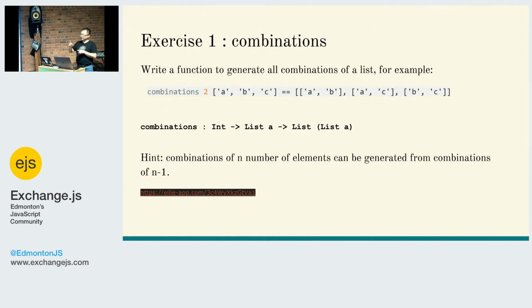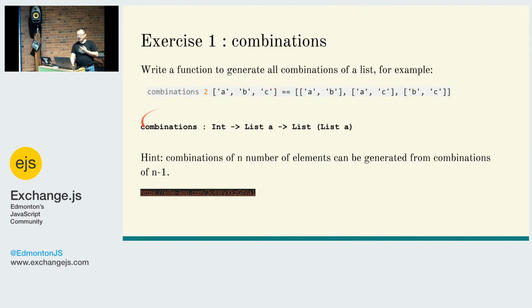So for example, combination 2 with the list ABC should give a list of lists, where each element of the list is a 2-element list. That means we pick 2 elements from the list to get the combinations. So ABC's 2-combination is AB, AC, and BC.